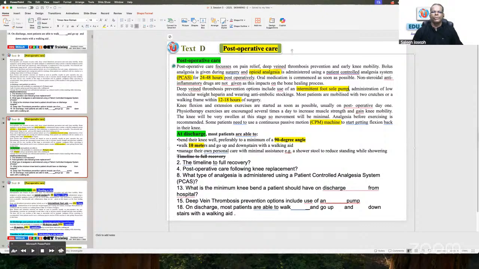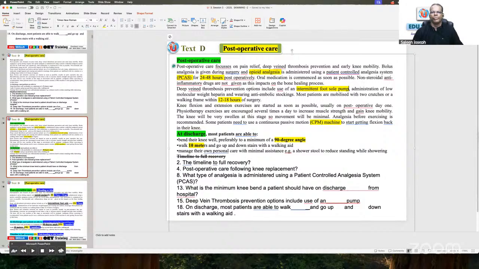In which paragraph do we have this? Already we know it is D. Where is the clue? Timeline, all these timelines: 24 to 48 hours, 12 to 18 hours at discharge. So this is all giving a timeline to recovery, right?